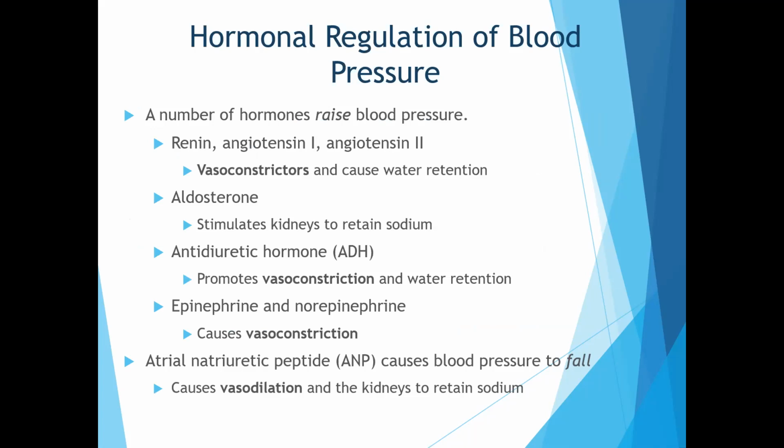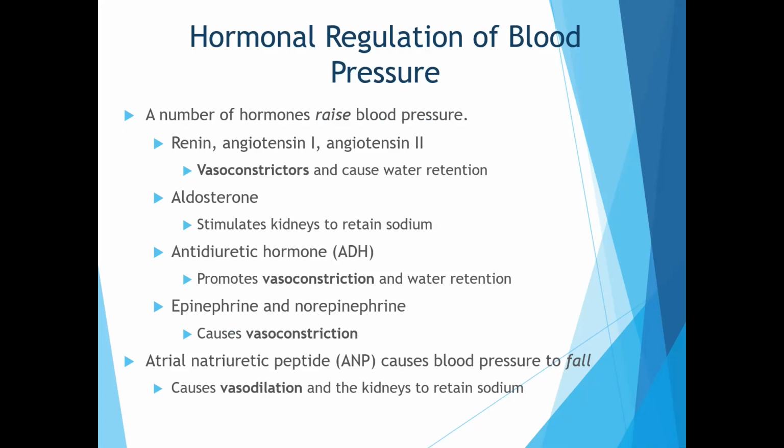You can also have hormonal regulation of blood pressure. There are a number of hormones that raise blood pressure, and you don't necessarily have to understand exactly how this happens, but you do need to know which ones are going to vasoconstrict and which ones are going to vasodilate. That is definitely important. The ones that will raise blood pressure, which is a majority of these, are renin, angiotensin 1, and angiotensin 2. They are vasoconstrictors, and they also cause water retention.